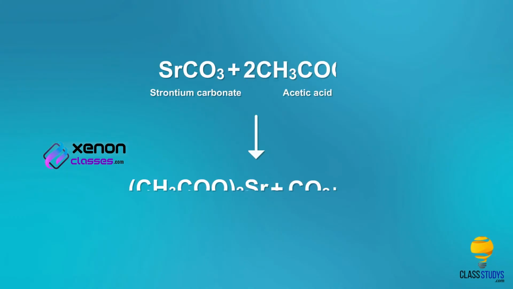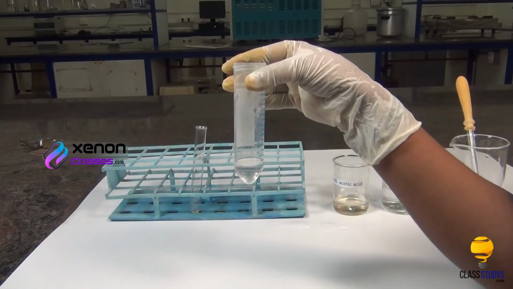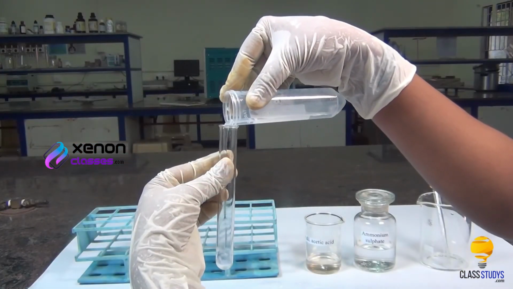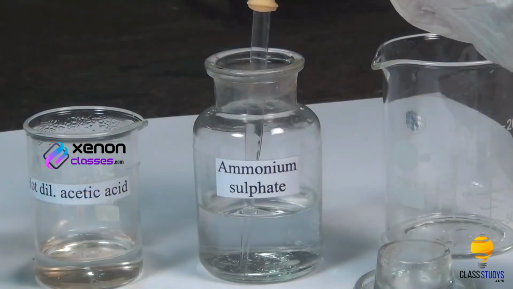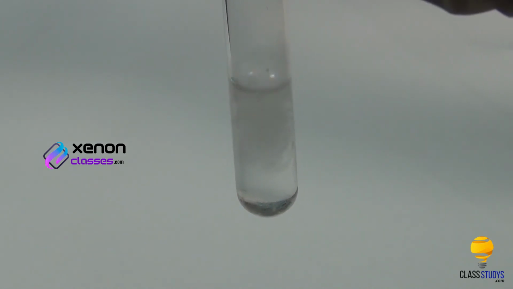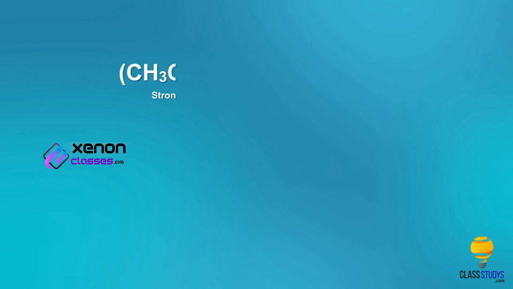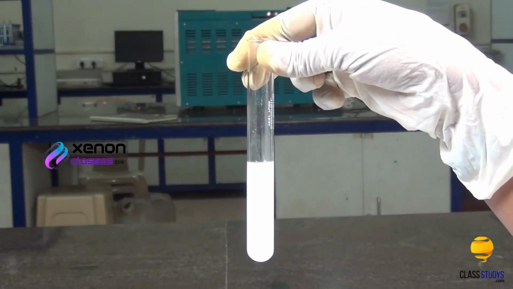Strontium carbonate reacts with acetic acid to form soluble strontium acetate. Now, transfer the solution into a test tube. Using another dropper, add a small quantity of ammonium sulphate solution to the test tube. Strontium acetate reacts with ammonium sulphate to form a white precipitate of strontium sulphate.